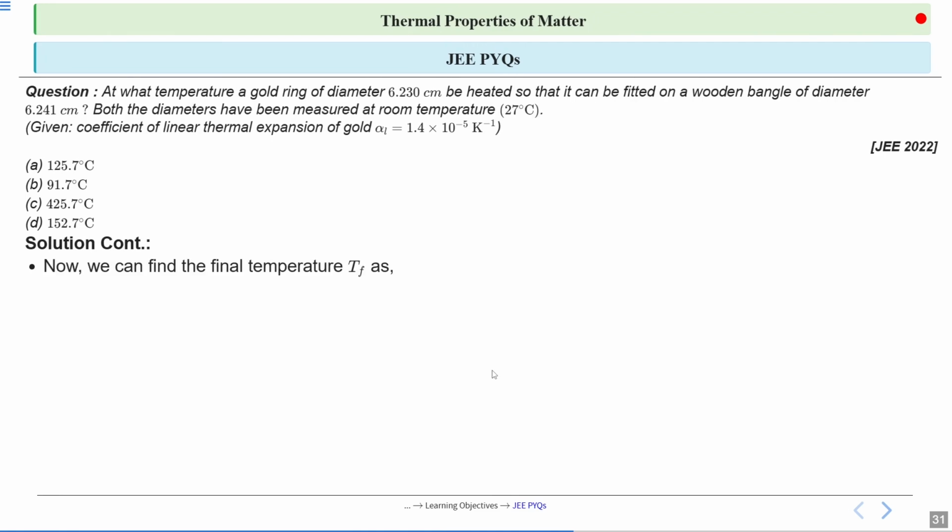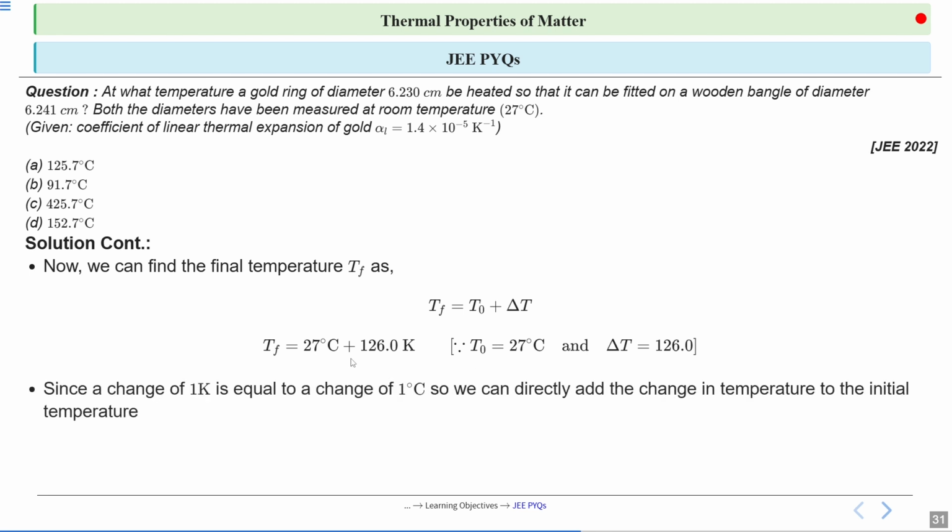Now we can find the final temperature Tf as Tf equal to T naught plus delta T. So Tf equal to 27 degrees Celsius plus 126.0 Kelvin, because we know delta T is equal to 126. So since a change of 1 Kelvin, listen carefully, is equal to a change of 1 degree Celsius, we can directly add the change in temperature to the initial temperature.